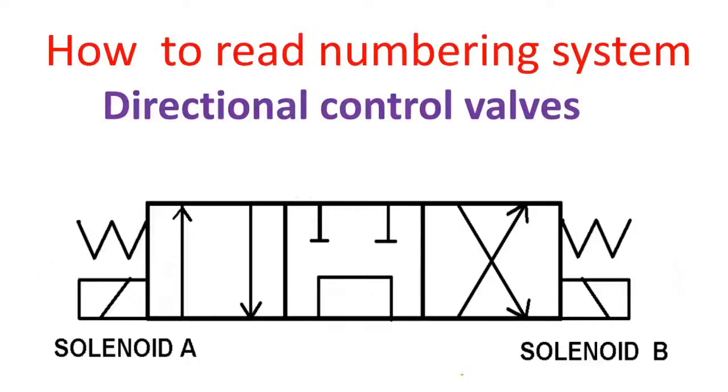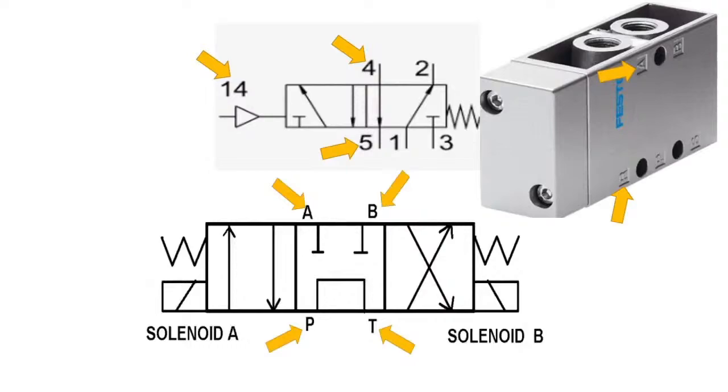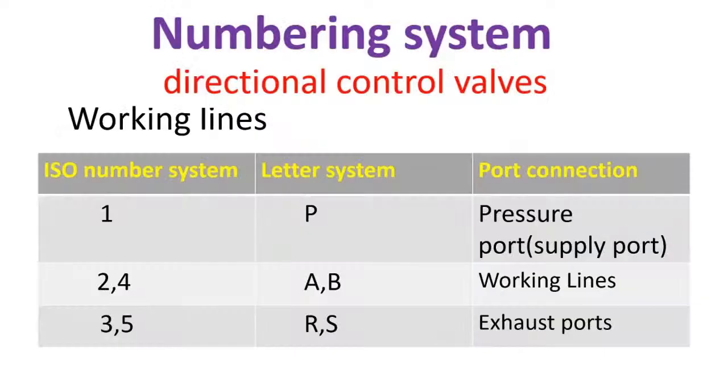Our next topic is how to read the numbering system of directional control valves. If your directional control valve uses numbers or letters for their port directions, here's the equivalent for the numbers and letters. Number 1 and letter P are the pressure port or supply port. Numbers 2 and 4, or A and B, are working lines. Numbers 3 and 5, or R and S, are exhaust ports.